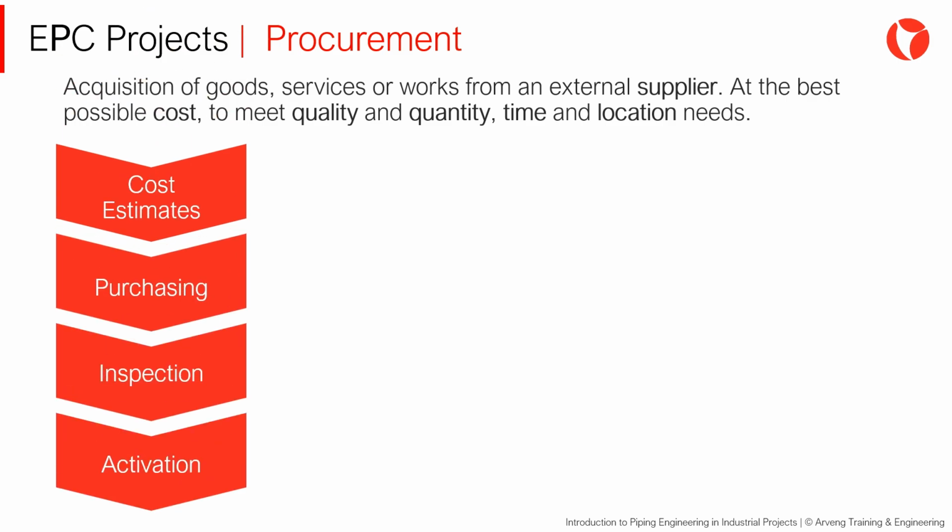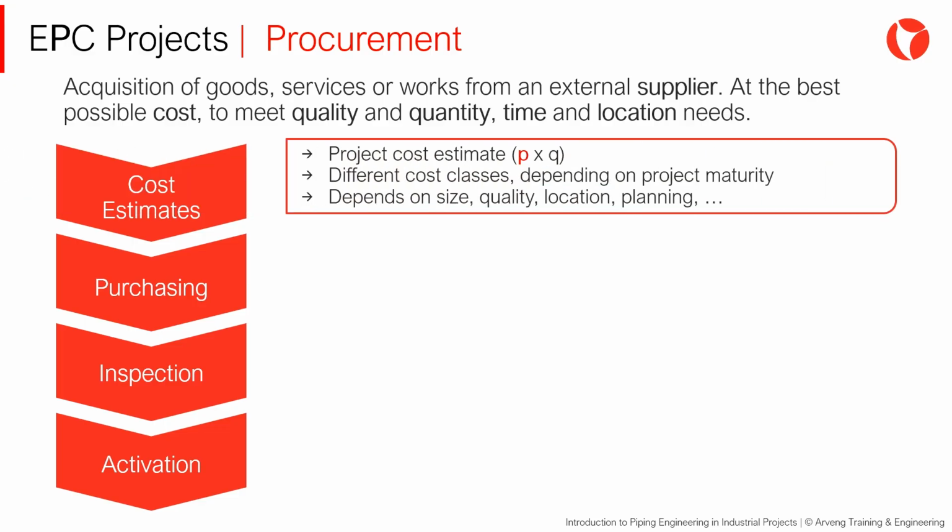In industrial projects, procurement functions typically include cost estimating, purchasing, inspection, and activation processes. In some companies, the functions of invoicing and spare parts management can also be part of this section. Cost estimation can be carried out during the design or construction stages. In particular, the procurement area is responsible for estimating prices, since the estimation of quantities is carried out by the technical disciplines.